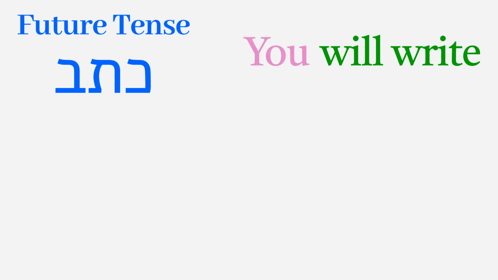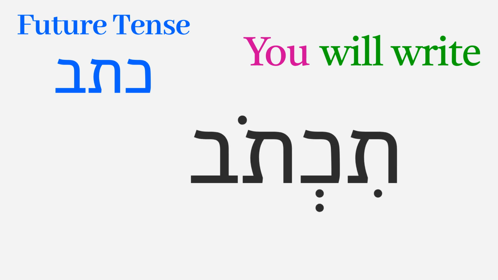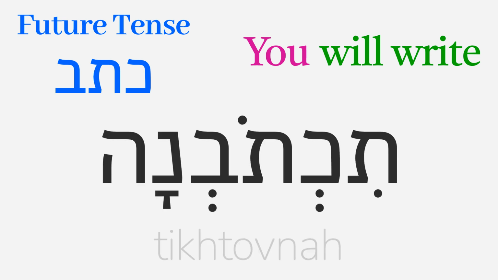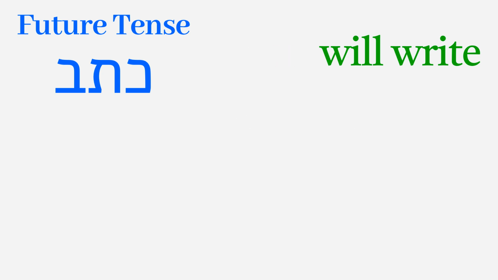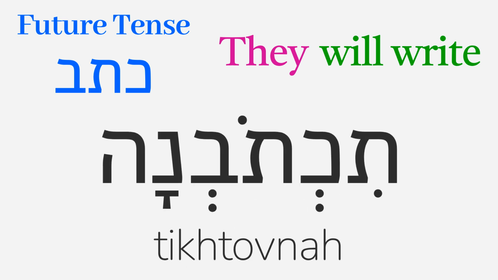To say you will write in feminine plural form, we have two options. We can use tichtavu, you will write masculine plural, which can be used for any plural you. But we can also take tichtov and add na to make tichtovna. You will write feminine plural. It works the same way to say they will write in feminine form. We can say yichtavu, which means they will write masculine or feminine, or we can say tichtovna, which also means they will write in feminine form.